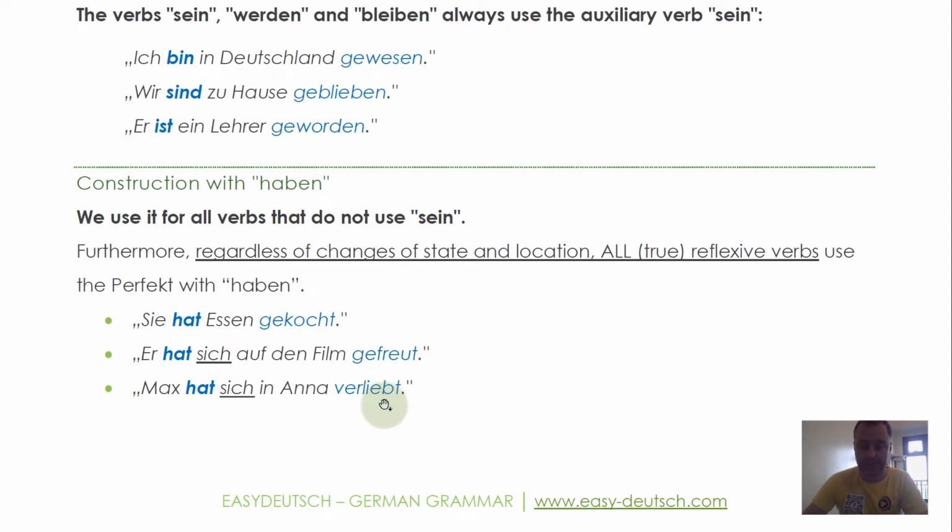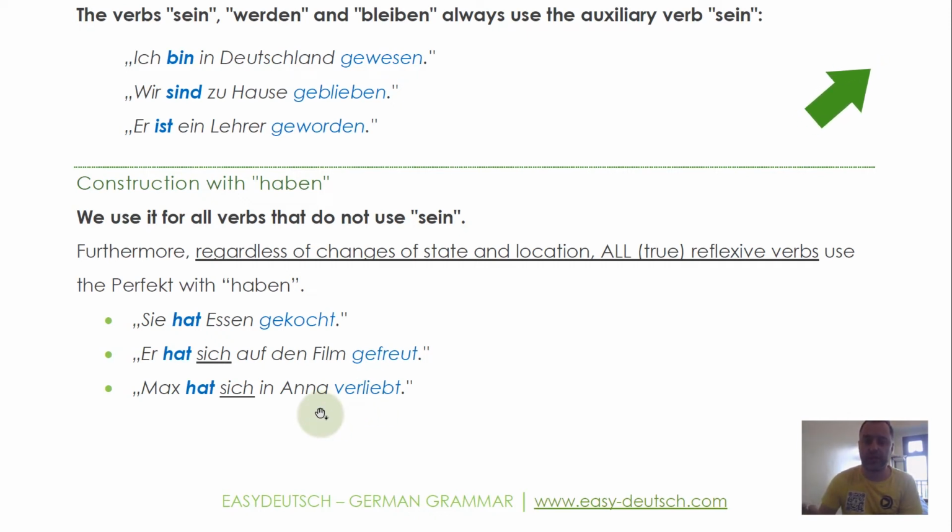But sich verlieben, so to fall in love, is a true reflexive verb. So there we discard that rule of change of state. If it's a true reflexive verb, we always use haben as the auxiliary verb. Pay attention here. True reflexive verb means it's always reflexive. It's not just used in a reflexive way. What's the difference there? Please check out my lesson about that, which I will link for you in the info cards. Short version of it.